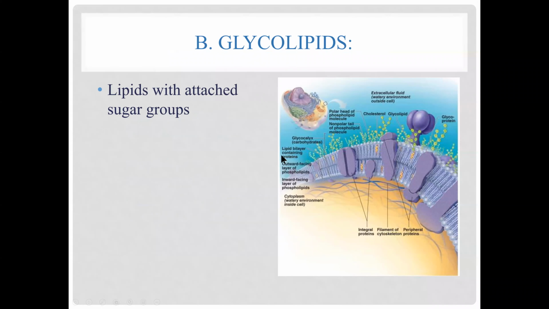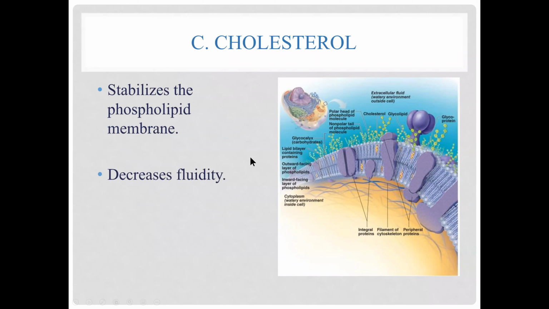Lipids also have sugar groups attached to them. So these things sticking up here are sugar groups. We have cholesterol. These oval things here are cholesterol.